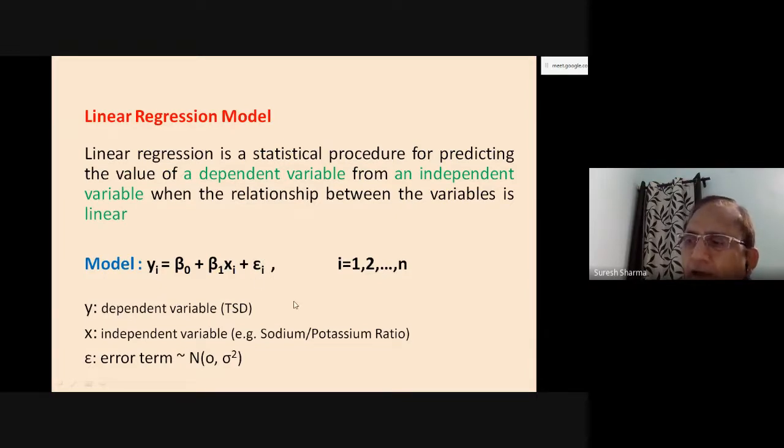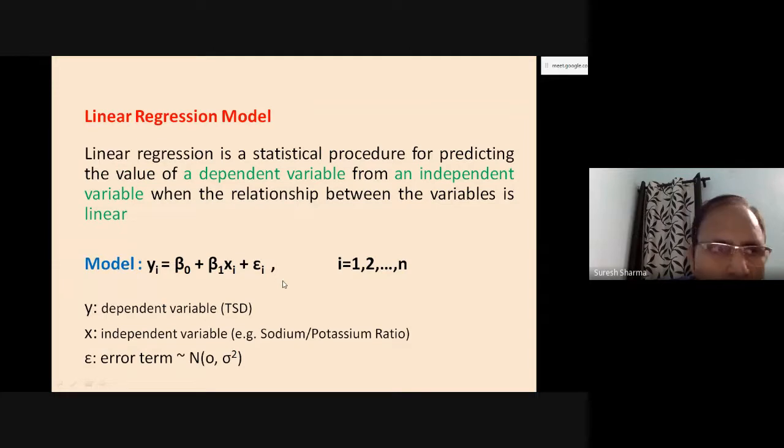What is our aim? Our aim is to minimize this error. The more the error, the worse the fit. The smaller the error, the better the fit. So try to remember, our aim is to minimize this error. And in mathematics or statistics, there are methods to minimize the error. So we minimize the error.